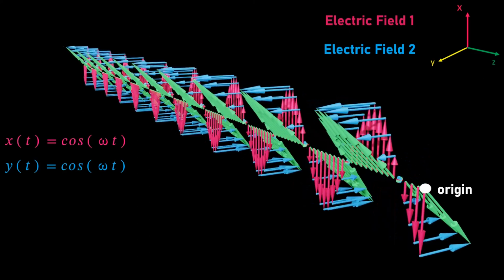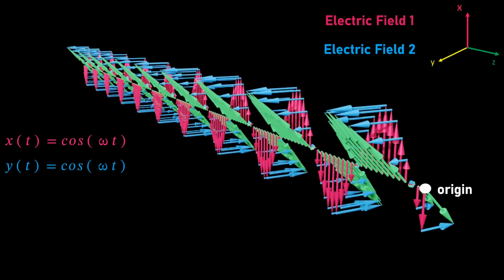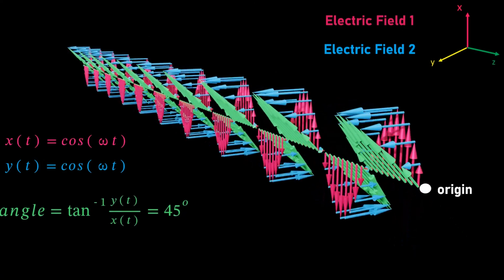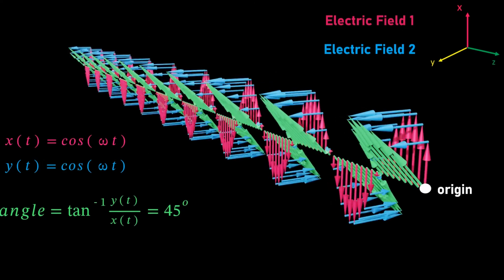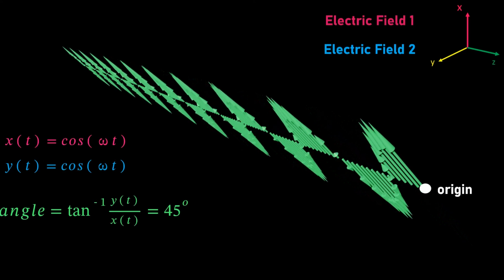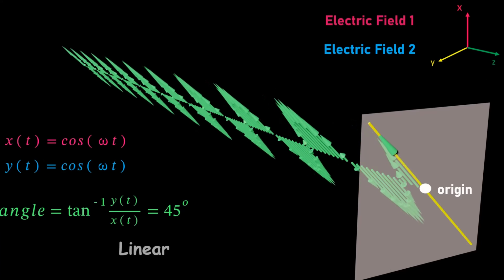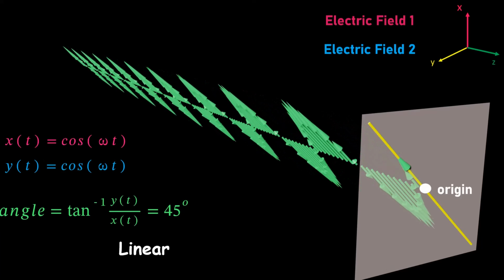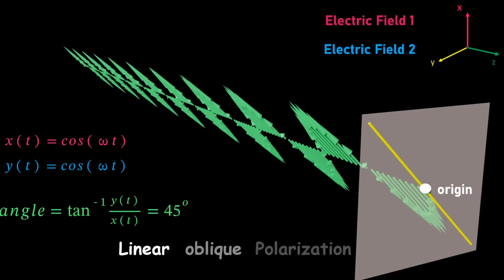The resultant wave of these two waves is the green wave. The resultant angle is tan inverse the y component over the x component, which is 45 degrees. So, the angle is not changing. Then, the electric field oscillates in a line, so it is linear polarization. The line is oblique between the vertical axis and the horizontal axis, so it is called oblique polarization.